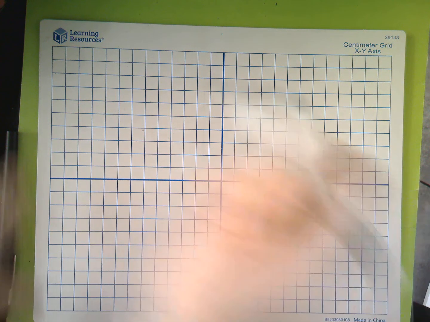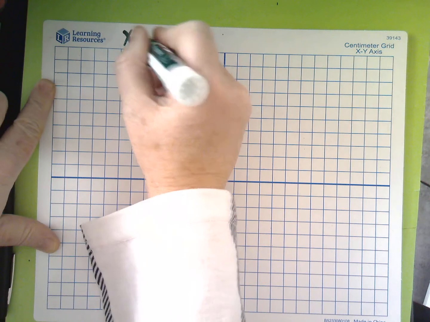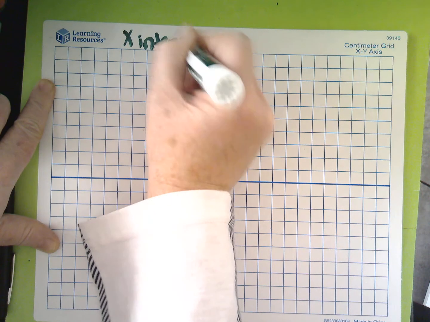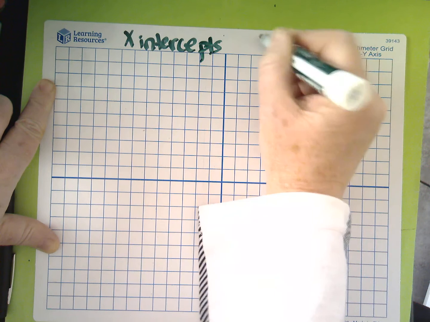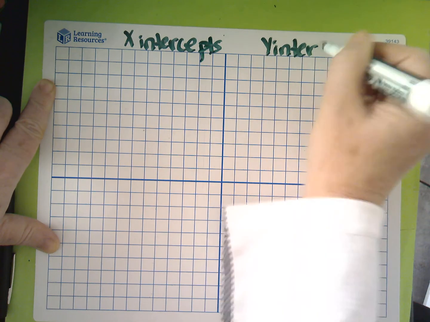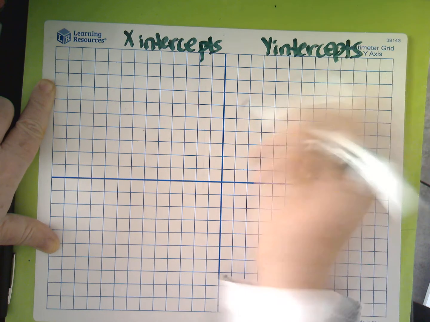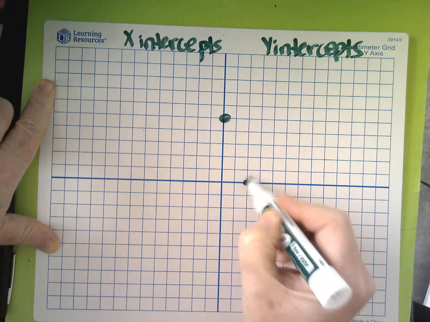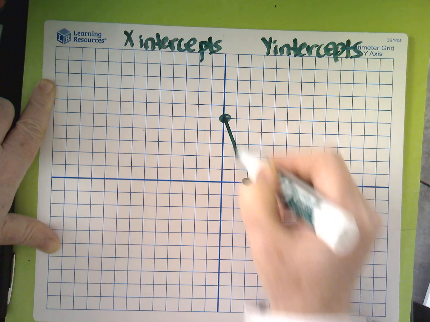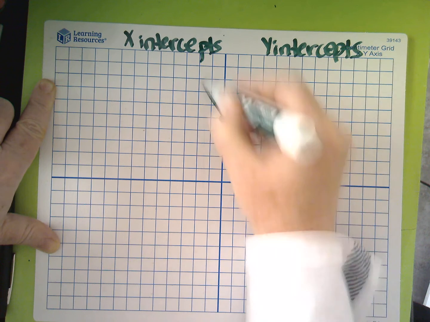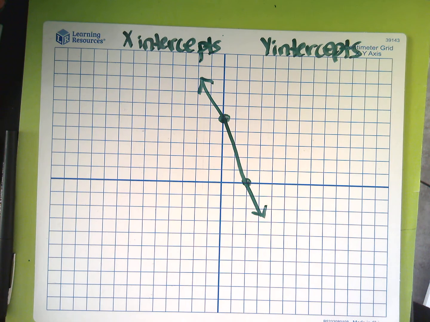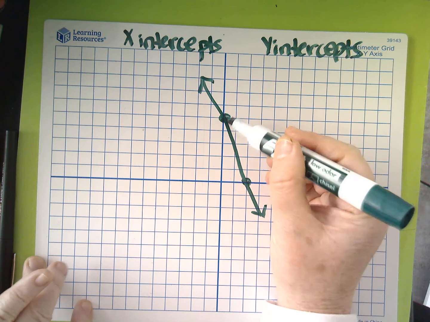Okay, today's lesson was on X-intercepts and Y-intercepts. If I graph this line, we're familiar with the concept of a Y-intercept.